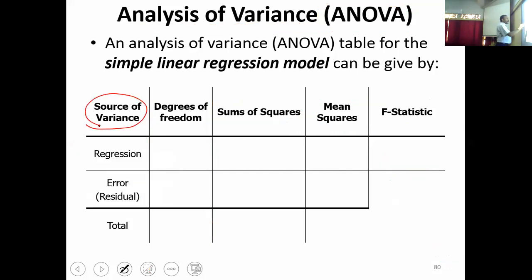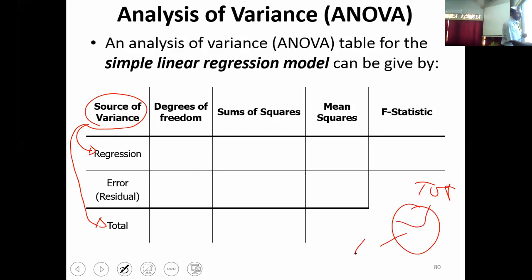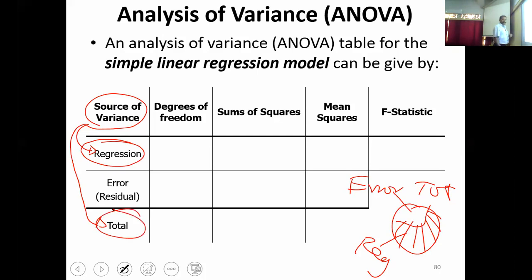Source of variance, we can divide into 3 components basically. A regression component, as I pointed out earlier, the total variability can be explained by this, which is regression. This portion is regression. This portion is error. So here one portion is regression, other portion is total. So total minus error will give the answer for error terms on all aspects. Let's look at one by one.